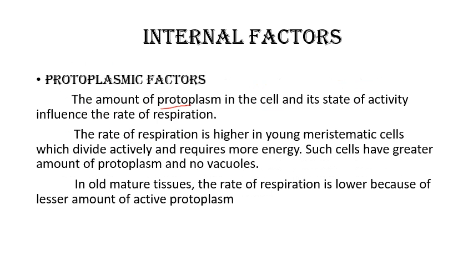The amount of protoplasm and its rate of activity influence the rate of respiration. The rate of respiration is higher in young meristematic cells because they have more protoplasm and no vacuoles. And the rate of respiration is lower in older mature leaves because of a lesser amount of active protoplasm.